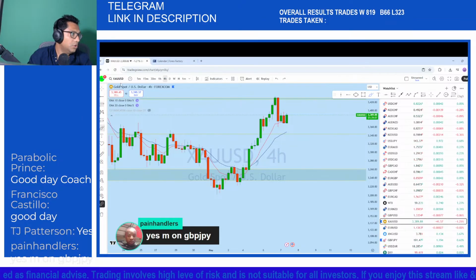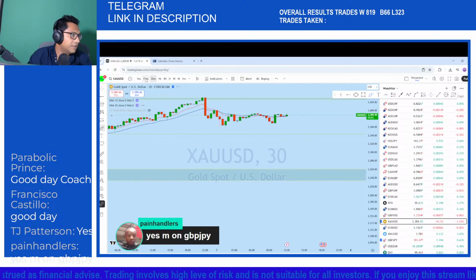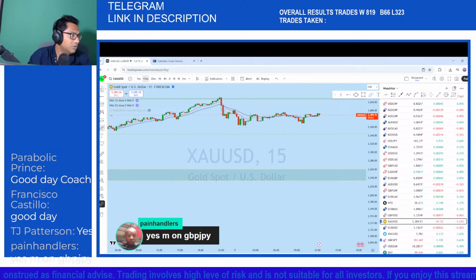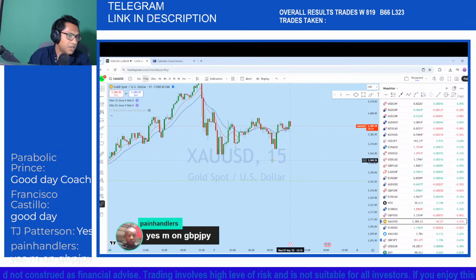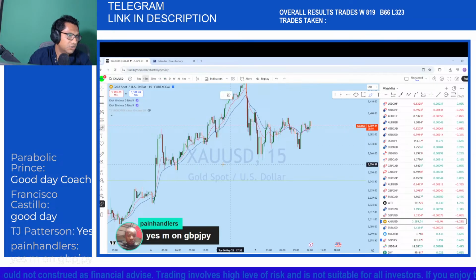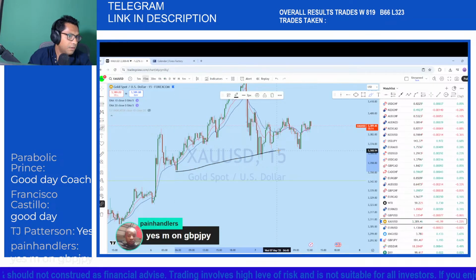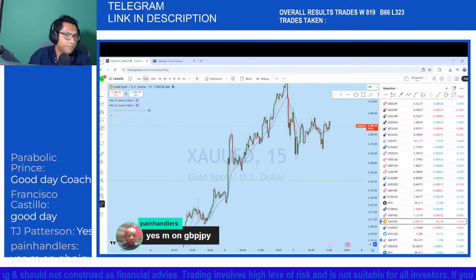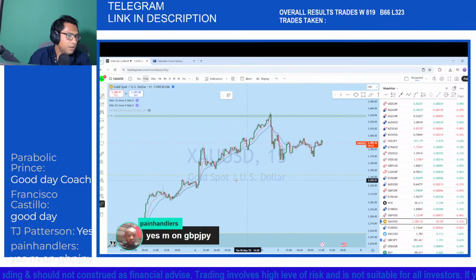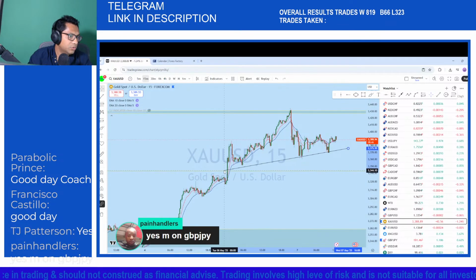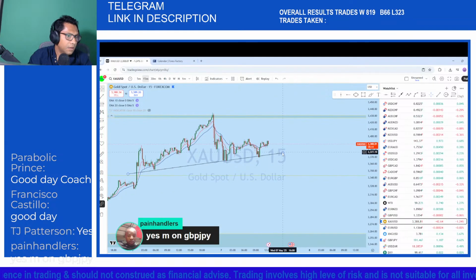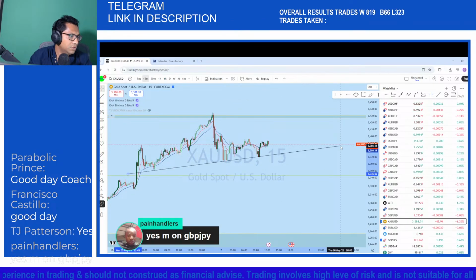Now with that being said, if we look at the 15-minute chart, this is the lower time frame. In this lower time frame, it's creating a series of higher lows, and this is a trend line as well.